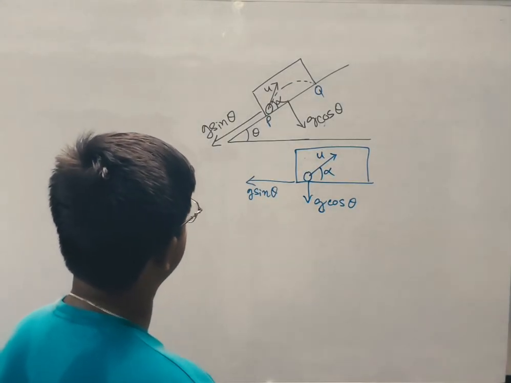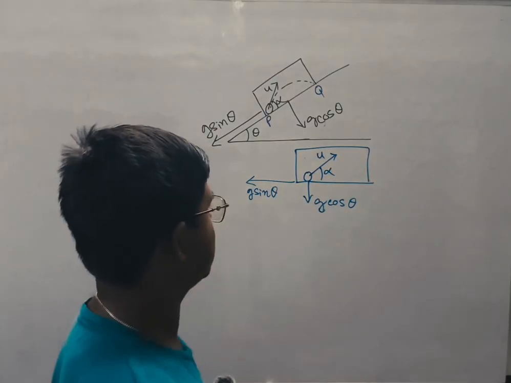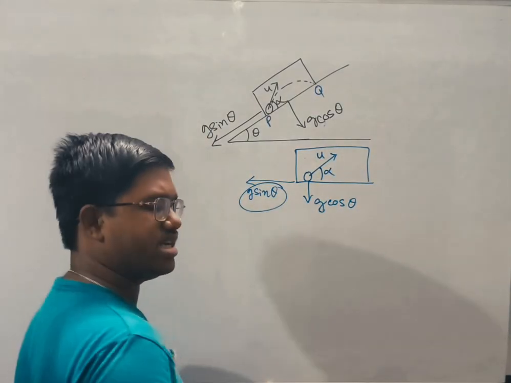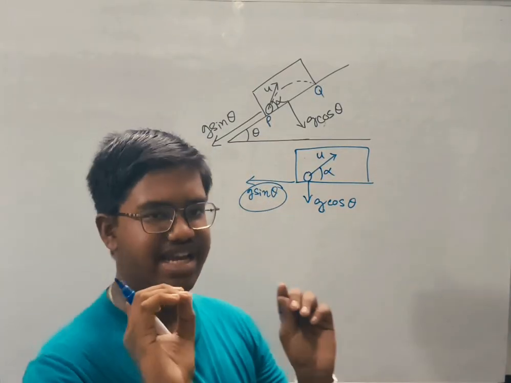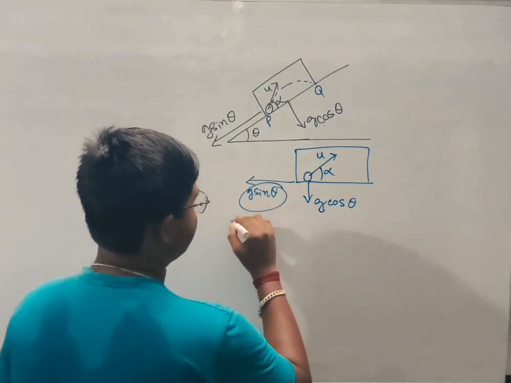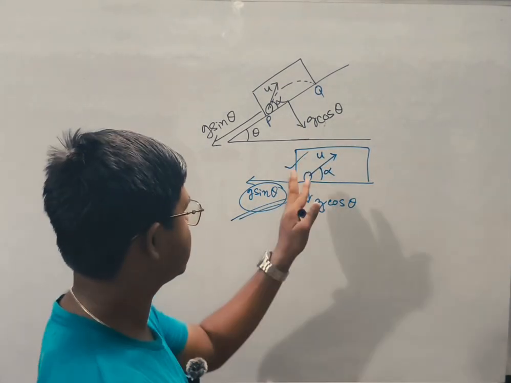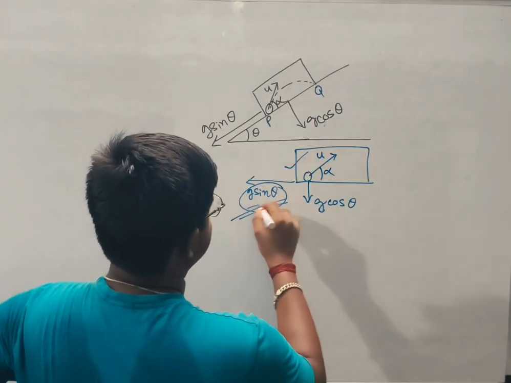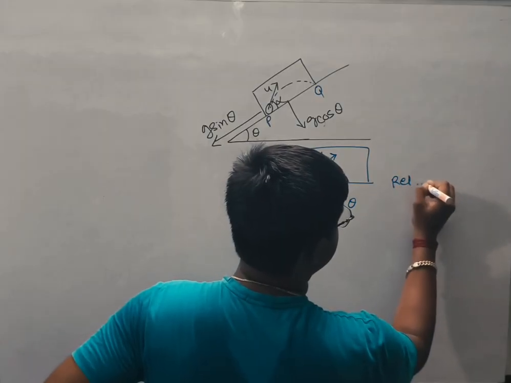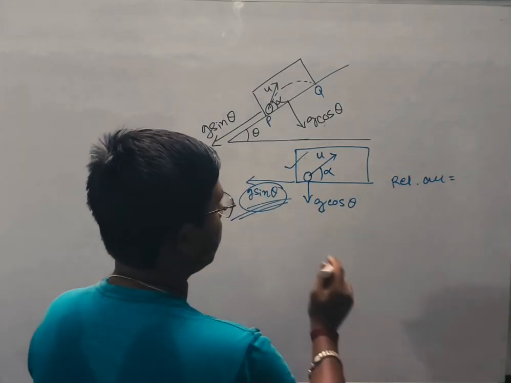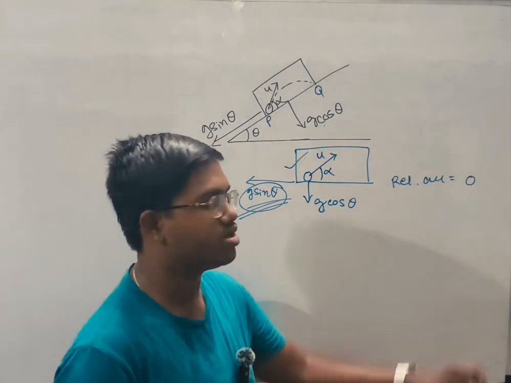Now see that if the ball is going from here to here, g sine theta is always acting on the ball. g sine theta is always acting on the cabinet also. The box is also acted on by g sine theta, and here is the twist. The relative acceleration of the box and the ball is always 0, because g sine theta minus g sine theta, the relative acceleration is 0.